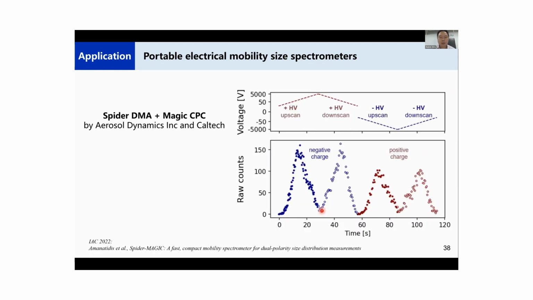Another example was taken from the International Aerosol Conference last year. This was done by Dr. Susan Herring and Professor Rick Flagan's group, where they work on the spider DMA and magic CPC, trying to make it more portable. What they showed here is for the dual polarity measurement. This specific plot is with the neutralizer. I remember during the talk, Dr. Amanatidis also showed results without the neutralizer, and they were pretty consistent.